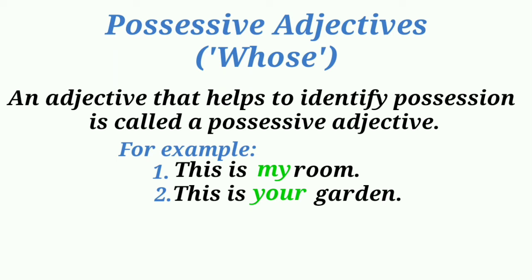Let's see the example. This is my room. This is your garden. In these sentences, the words my and your have been used as adjectives. My room means the room possessed by me or the room belonging to me. Your garden means the garden possessed by you or the garden belonging to you. Since the adjectives my and your show possession or belonging, they are called possessive adjectives.